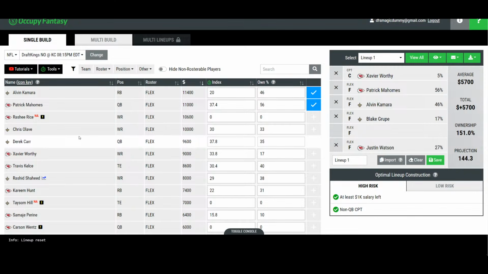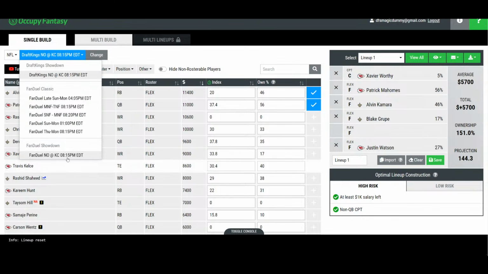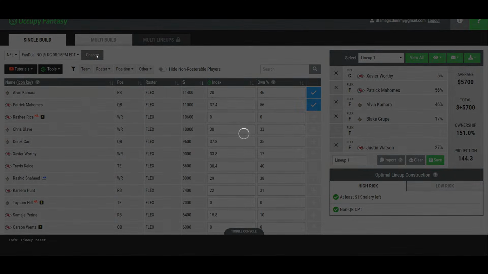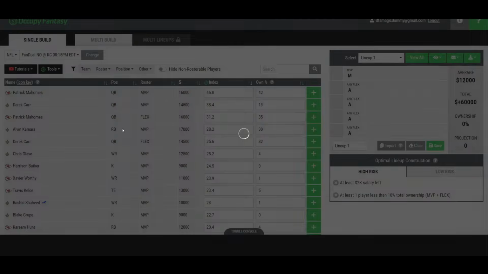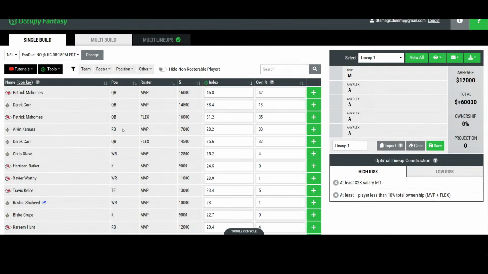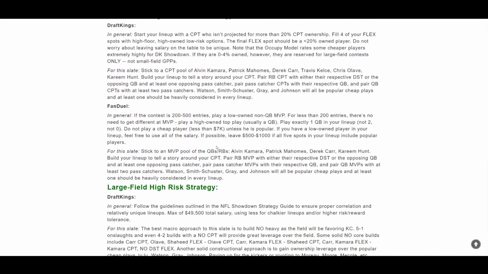All right, let's try FanDuel now. I'll switch in the lineup builder to the FanDuel slate, and we'll look at small field GPPs. Now, this is just hand building. If you're using the lineup builder, I will talk about how I automatically do all this for small field GPPs. This is just hand building right now. So let's go to single build. We're on single build. Now let's go back to the daily plug, and let's see.